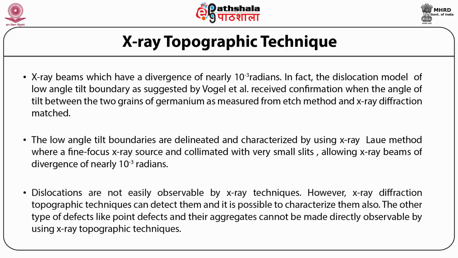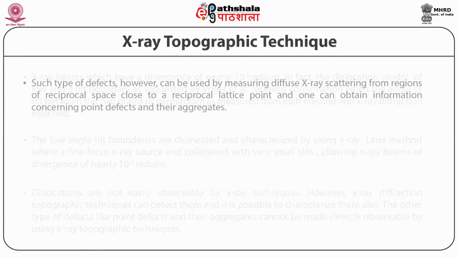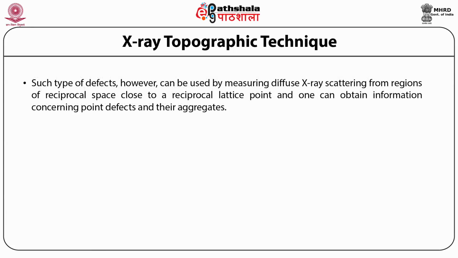Dislocations are not easily observable by X-ray techniques. However, the X-ray diffraction topographic technique can detect them, and it is possible to characterize them also. The other types of defects, like point defects and their aggregates, cannot be made directly observable by using X-ray topographic techniques. Such defects, however, can be studied by measuring diffuse X-ray scattering from regions of reciprocal space close to a reciprocal lattice point, and one can obtain information concerning point defects and their aggregates.